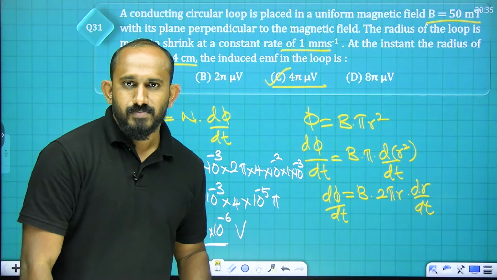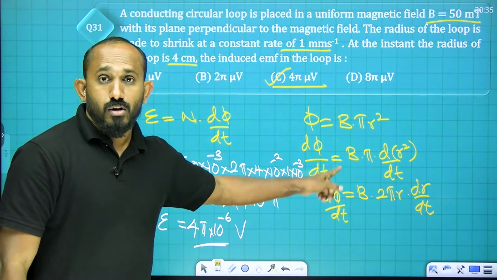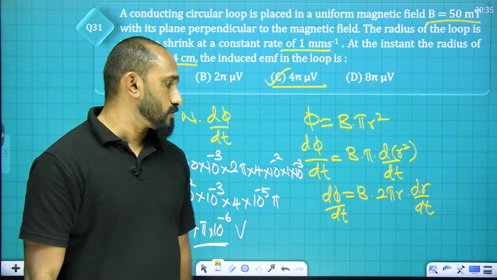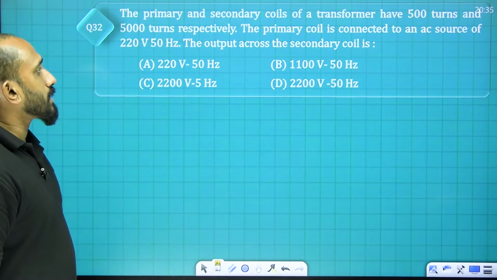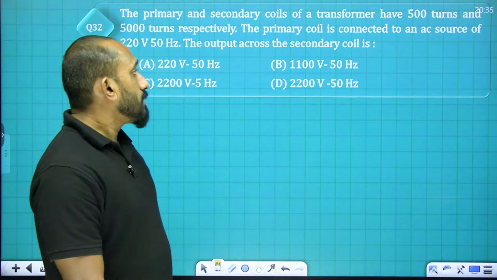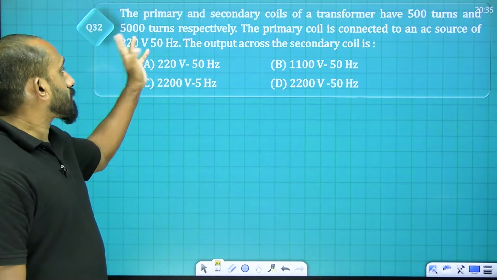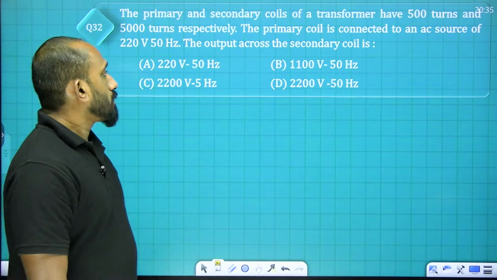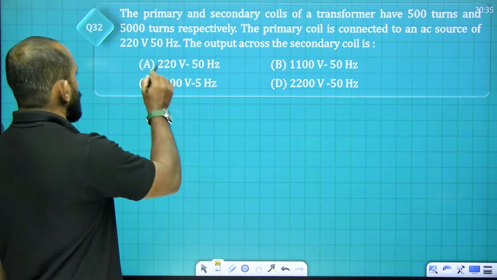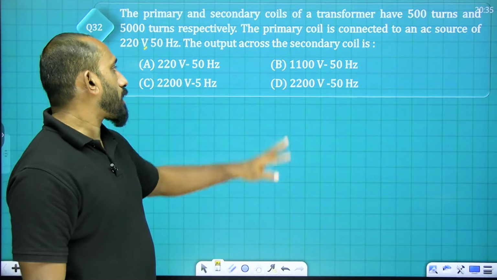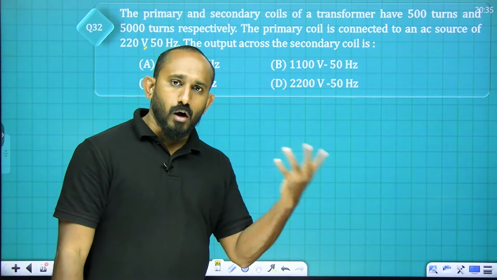Hope you got it. So here the ratio, rate of change of flux means that is in this way. Let's go for the next question. The primary and secondary coils of a transformer have 500 turns and 5000 turns respectively. The primary coil is connected to an AC source of 220 volt 50 Hz. The output across the secondary coil will be, so secondary coil output we have to find out.